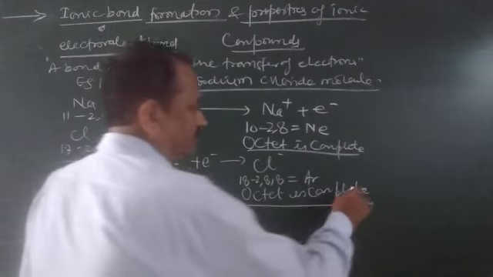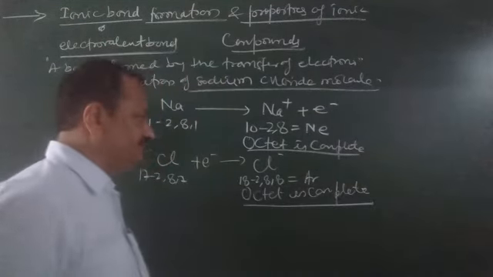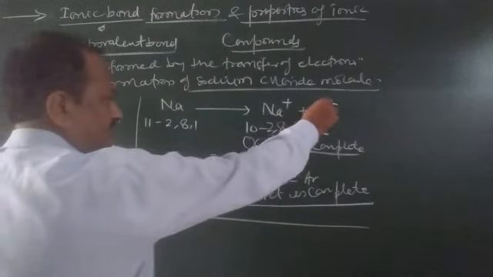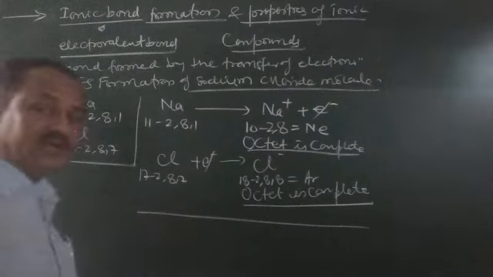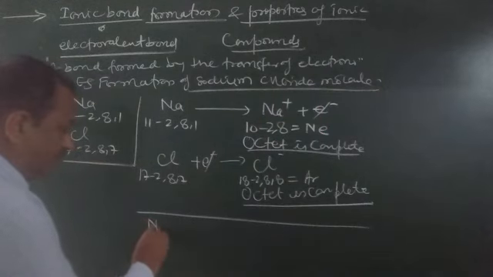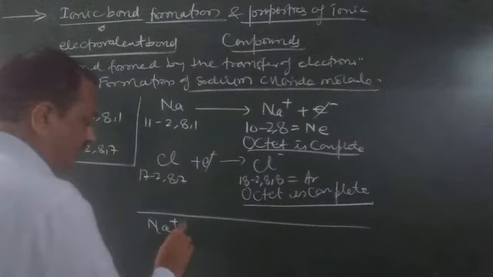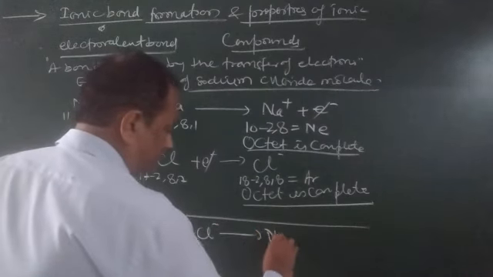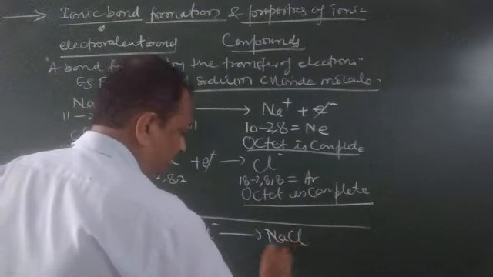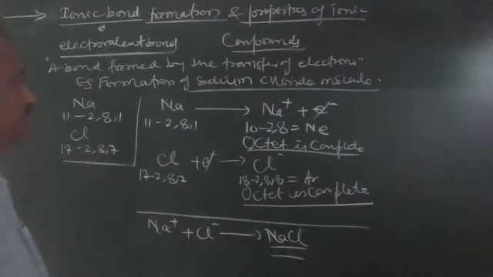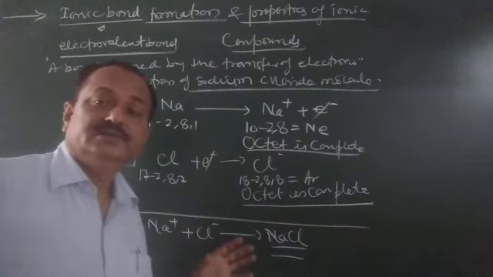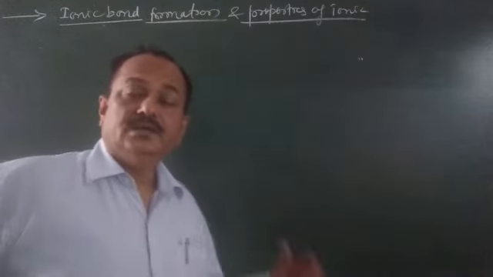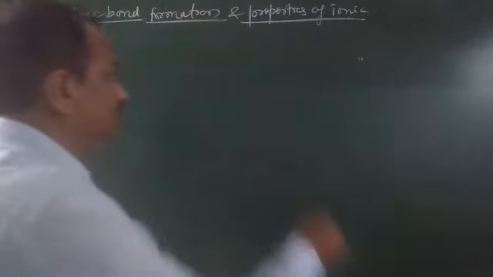Now, as the octet is complete in both the conditions, we can write down that this electron has been consumed here, and so we say Na plus and Cl minus will form NaCl, and this is the formation of an ionic bond or electrovalent bond. Now we'll see the properties.